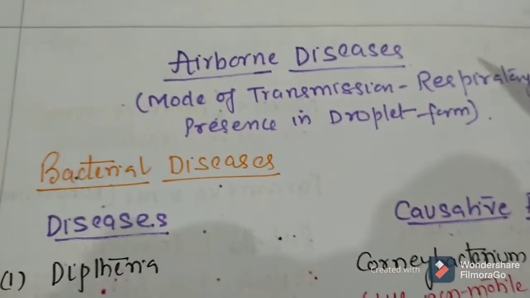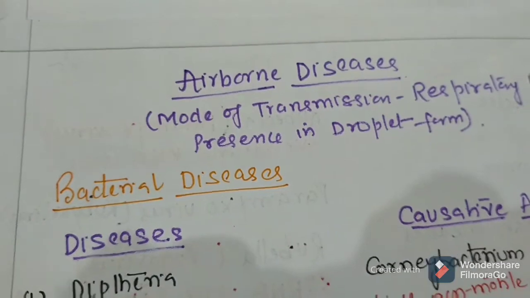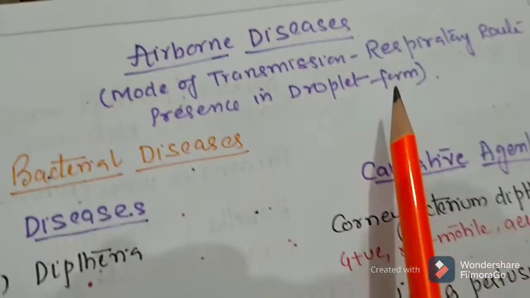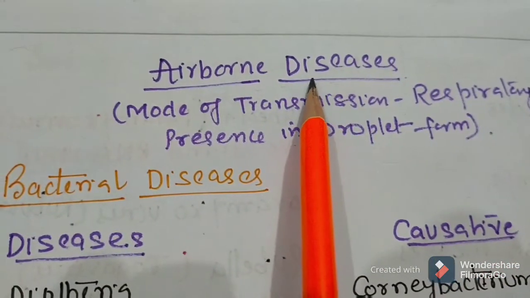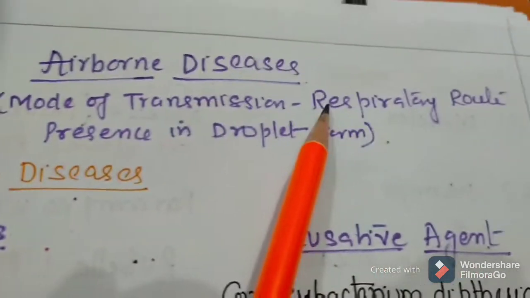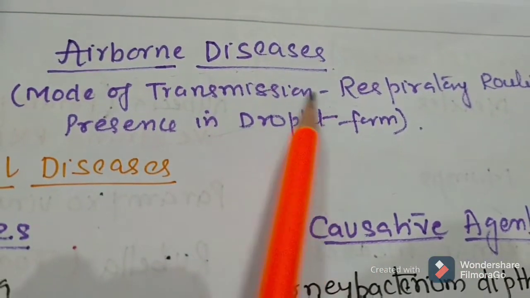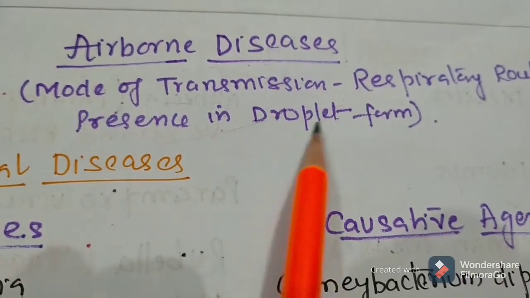Hello friends, today this is part 2 of microbial diseases. So part 1, I hope you all have seen. Here, the diseases we are studying are airborne diseases. Their mode of transmission is through the respiratory route, and they are present in droplet form. Infection is mostly in droplet form.